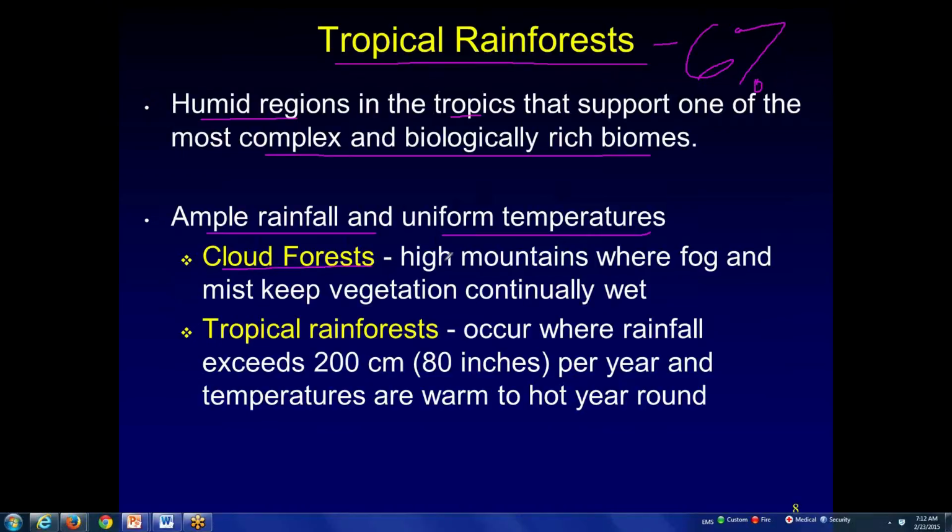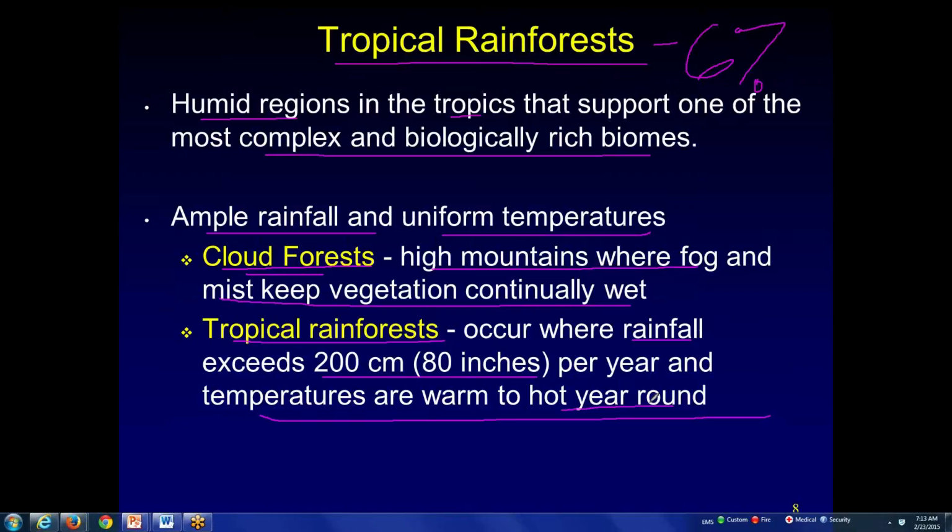So we have cloud forest, high mountains where fog and mist keep vegetation continually wet. This is just a subcategory of tropical rainforest. Again, these are all high elevation areas, like places in Central America, South America. We also find cloud forests along a lot of the islands along the tropics. And then, of course, the tropical rainforests themselves, where we have lots of rainfall, over 80 inches of rain a year or 200 centimeters, and temperatures are always warm or even hot year-round.